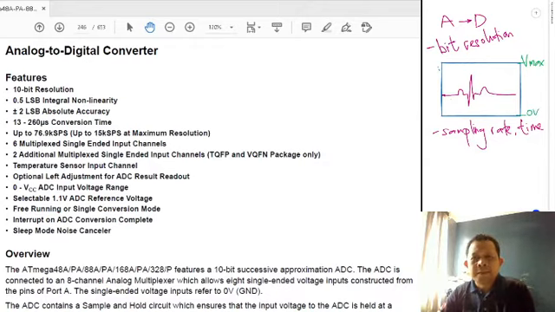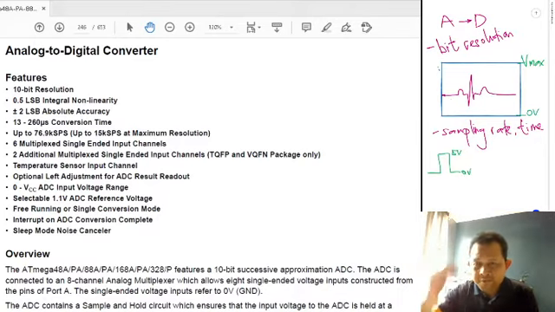Like we know, if we talk about digital, it's all about zeros and ones. If 0, that will be 0 volt. If 1, that will be 5 volt. So this is one level, only 0 or 1.